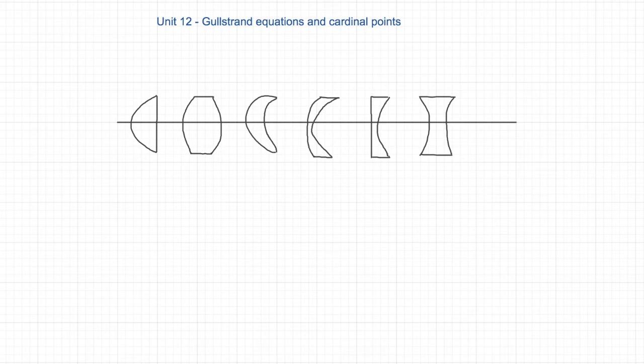Some people say studying about cardinal points is for the birds. I disagree. So I'm going to show you the approximate locations of the principal planes in these 6 thick lenses. From left to right, we have a plano-convex, a biconvex, a convex meniscus, a concave meniscus, a plano-concave, and a biconcave lens.